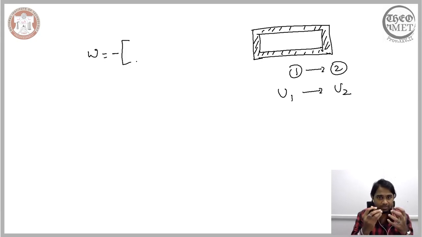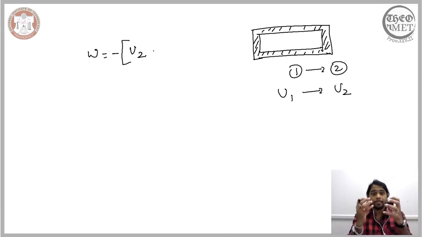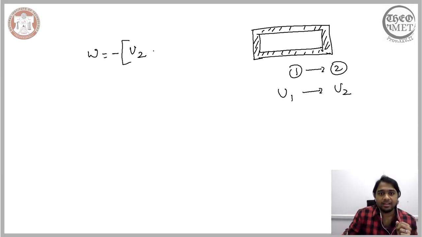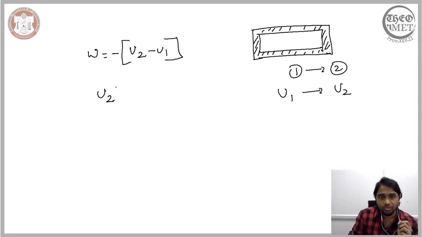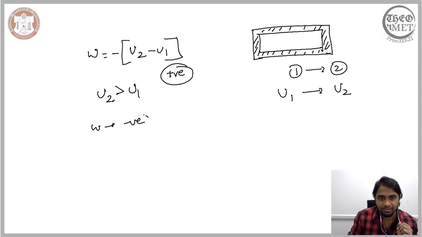The value of the work will be negative, and the final state of the system is described based on its internal energy. So it is U2, and the initial state is U1. Now when you do a work on the system, you are increasing the energy of the system, so U2 will be greater than U1. So ultimately this difference here will be positive, and since there is a negative before it, the work will have a negative value.